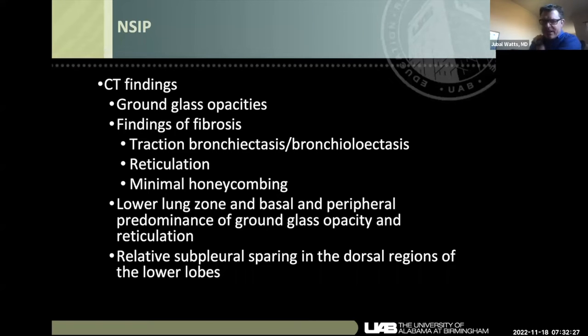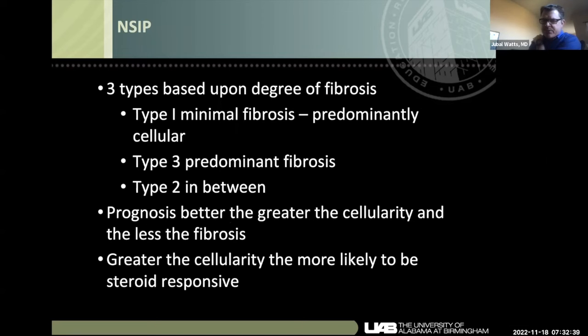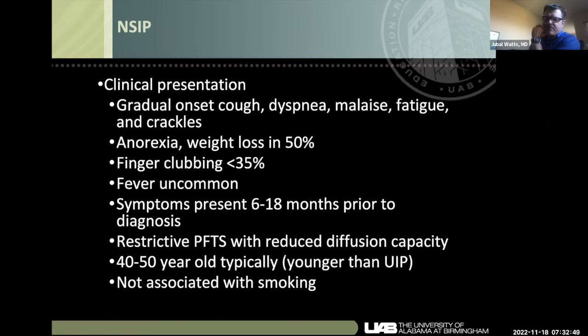You'll see ground glass opacities, fibrosis, minimal, if any, honeycombing, lower lung predominant, subpleural sparing. So the subpleural sparing can be helpful. You only see it in about 50% of the cases, but when you do see it, it's helpful. And there's three types, varying depending on how much fibrosis it is. And obviously the better prognosis is with the least amount of fibrosis. And it presents similar to other interstitial lung diseases, chronic progressive dyspnea.